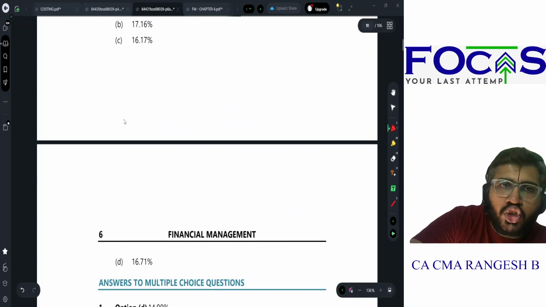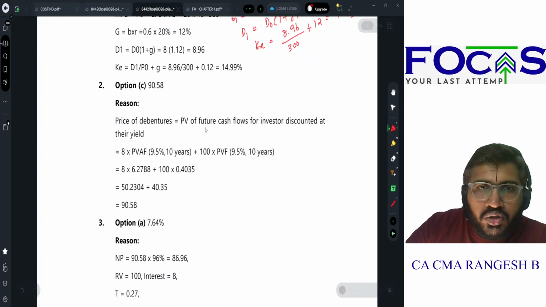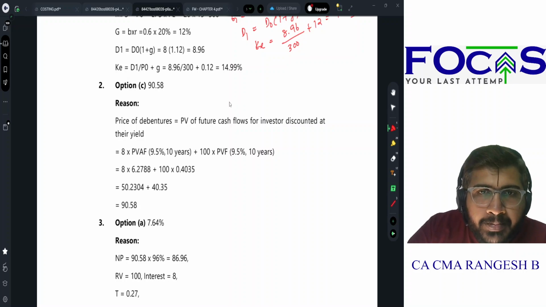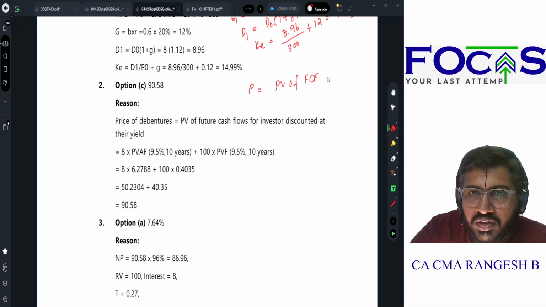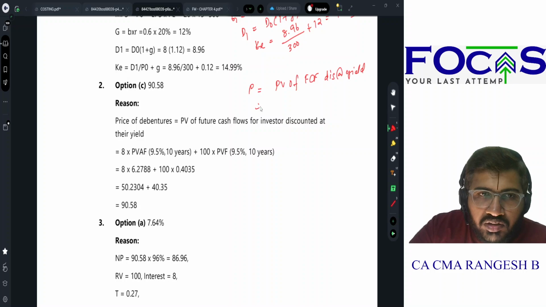Most accurate issue price of debentures. So now, what yield should it be? They have said a 9.5% yield should be there. Correct? So price of debentures is equal to present value of future cash flows discounted at yield. So this will be, how many years of useful life is there going to be?